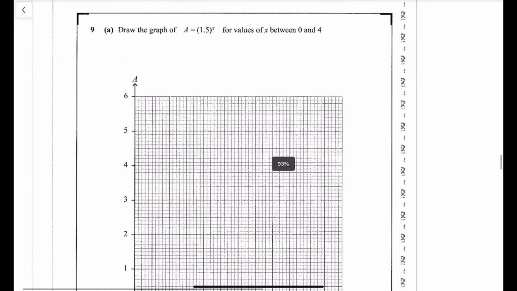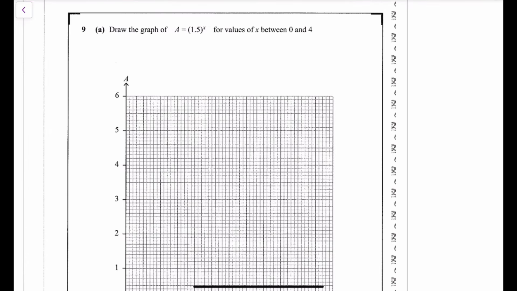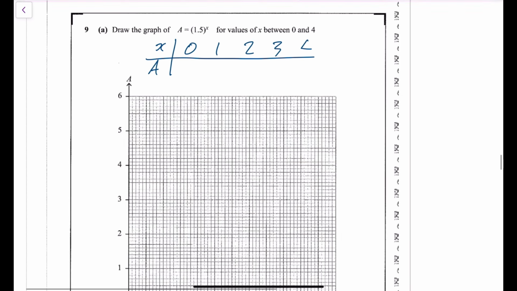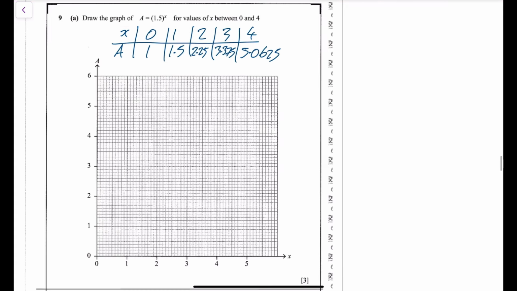Next one is a graph one. Draw the graph of this thing. A is equal to 1.5 to the power of x. Table of values. You're to do that for 0 to 4, so 0, 1, 2, 3, and 4. So 1.5 to the power of 0 is just 1. 1.5 to the power of 1 is 1.5. That's then going to be 2.25, 3.375, 5.0625. And then you want to plot those.